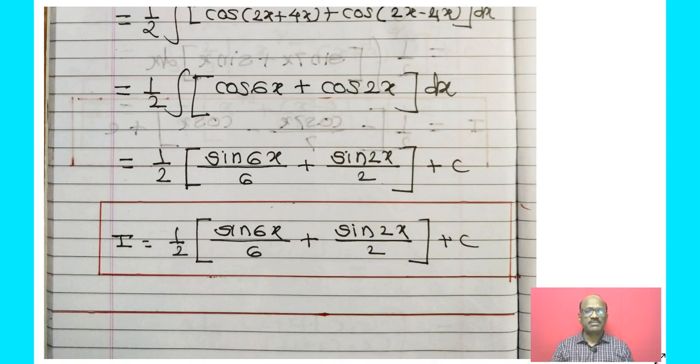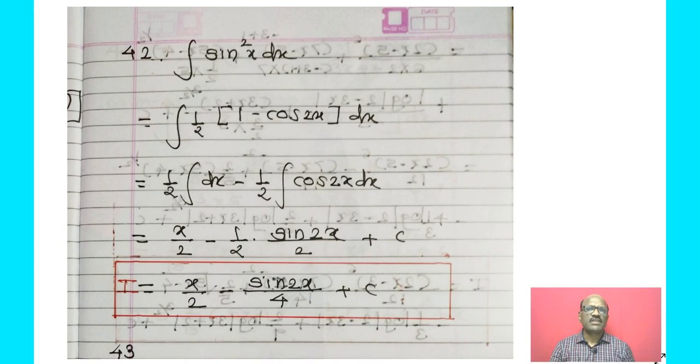Now next problem. The integral of sine square x. But in the standard results we do not have the integral of sine square x. Therefore we apply here a trigonometric result. What is sine square x? Sine square x is equal to 1 minus cos of 2x upon 2. Again what is cos square x? Cos square x is 1 plus cos of 2x upon 2.